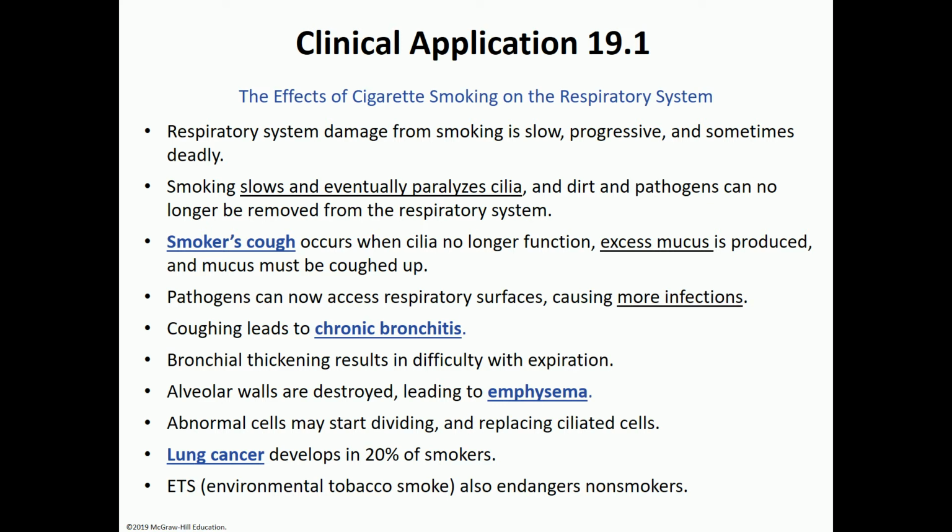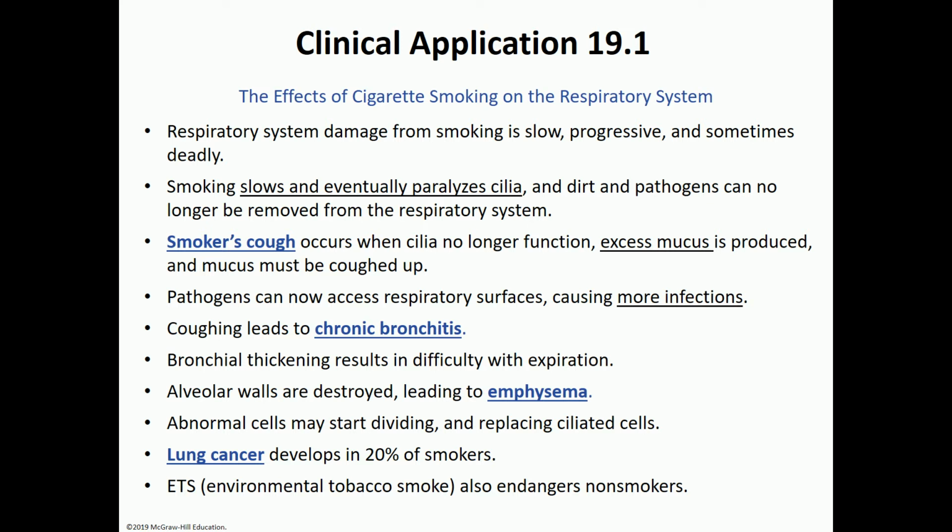Remember, cilia were there in order to help in brushing off some fine particles trying to get into the lungs. Well, smoking will slow them down. It eventually can even paralyze them. So now these different dirt particles and pathogens that should be trapped can no longer be trapped.